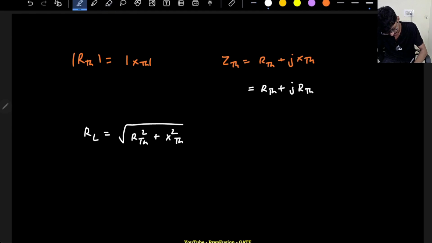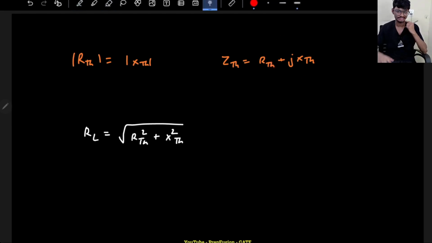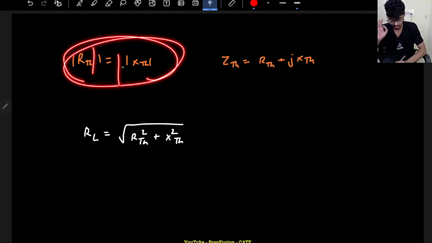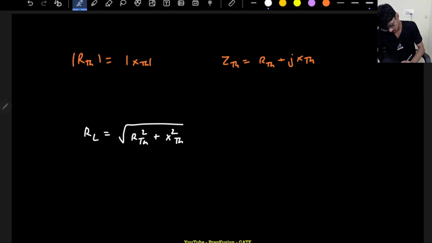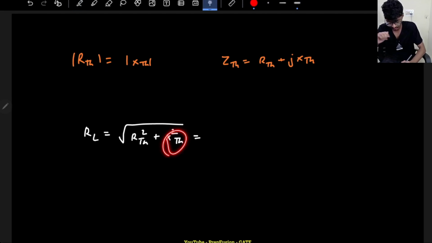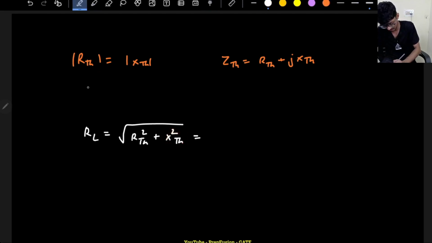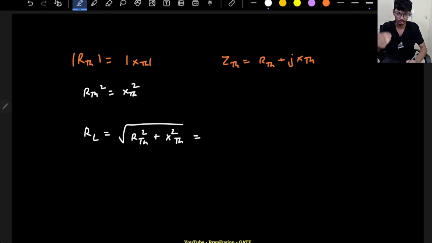This is not technically correct because I don't know the behavior of my reactance, whether it is capacitive or inductive. The magnitude is true, but I don't know the sign of XTH. It can be positive or negative depending on whether the reactance is inductive or capacitive. But this much I know: I don't care if it is positive or negative, XTH squared will be equal to RTH squared, because if you square a negative or a positive number, ultimately it is positive only.